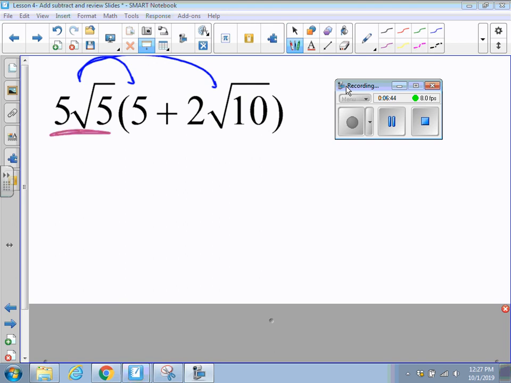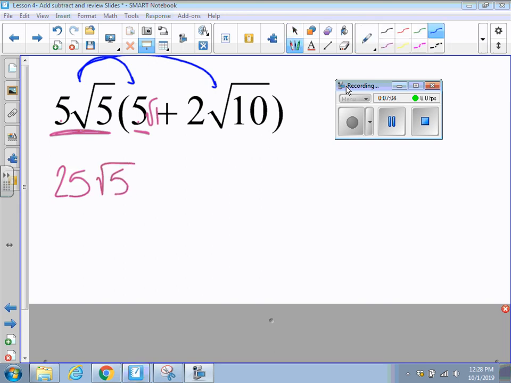So 5 square root of 5 times 5, which is really just 5 square root of 5 times 5 square root of 1. So you do have that same index. You're not worried about the radicand when you're multiplying. So multiply your coefficients, 5 times 5 to get 25, and then multiply your radicals. Square root of 5 times the square root of 1 is the square root of 5.